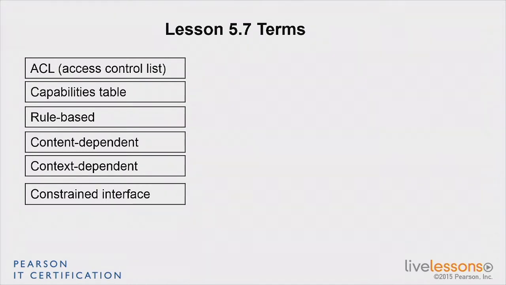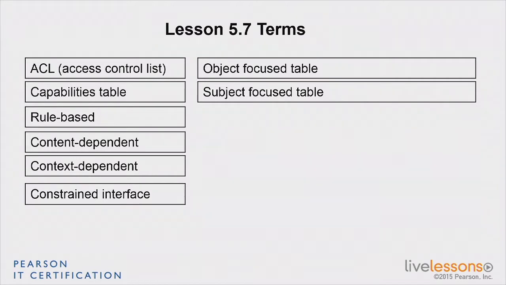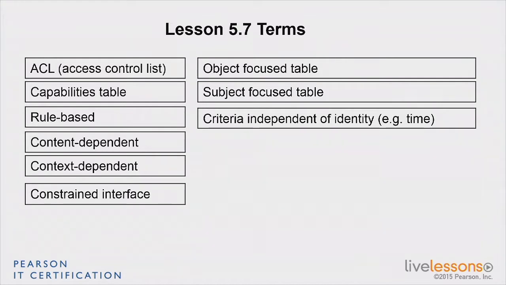So let's go through Lesson 5.7 terms. An ACL, an access control list, is an object-focused table, where we're looking at the object and then we are assigning subject permissions to the object. A capabilities table is a subject-focused table, where we're focusing on the subject and we're saying here are all the object permissions that the user has. Rule-based is criteria that's independent of identity, so it could be time, could be location, but it's not based on the identity of the subject.